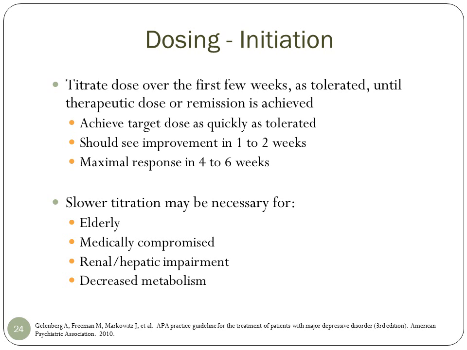Slower titration may be necessary for the elderly, patients with renal and hepatic impairment, those who have multiple comorbid conditions, and patients who are taking medications that can involve drug-drug interactions that we talked about. Those are the types of patients where you may not be able to escalate the dose as rapidly.